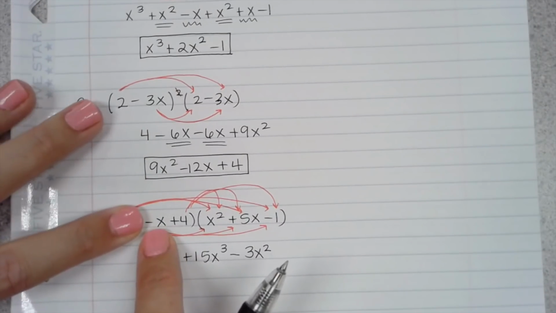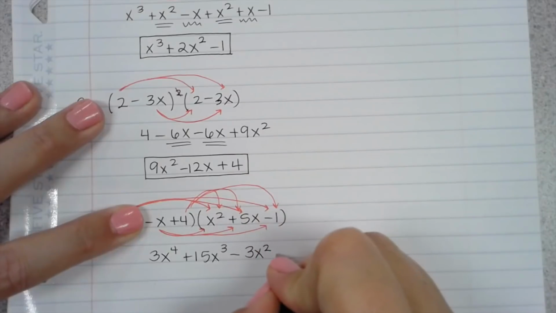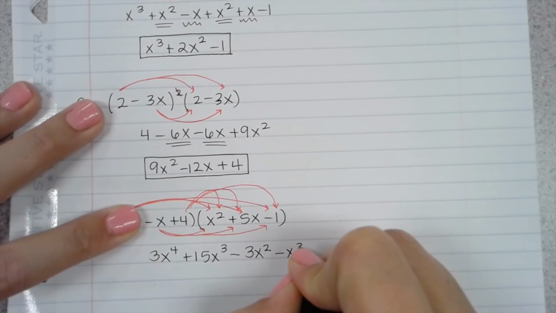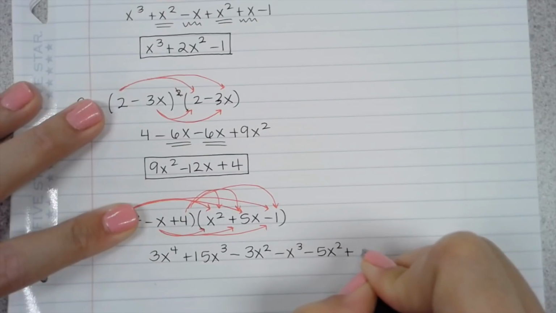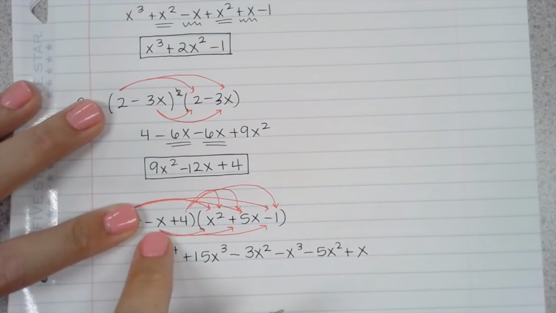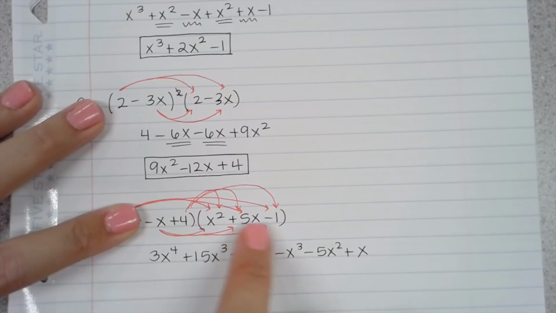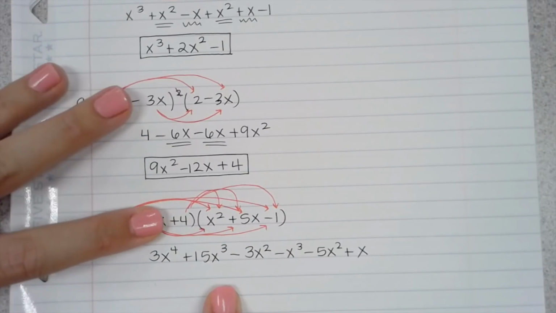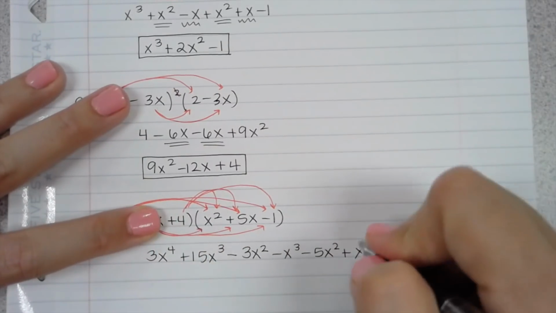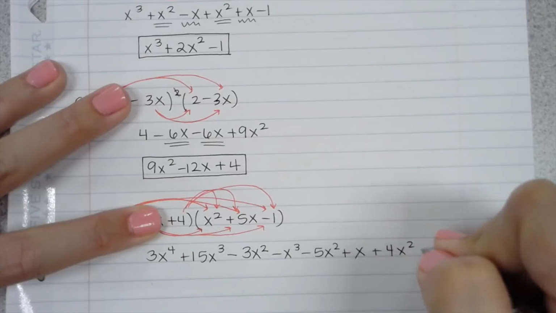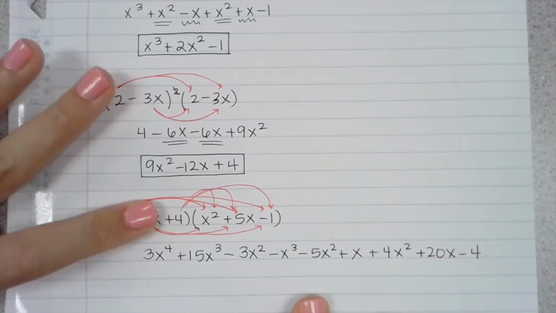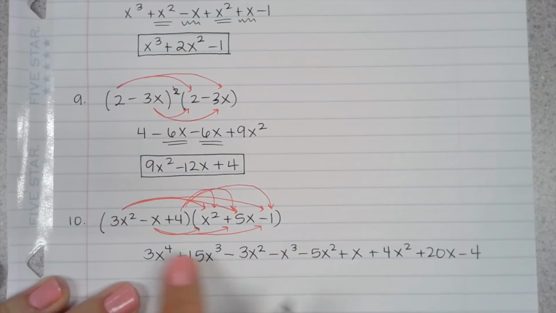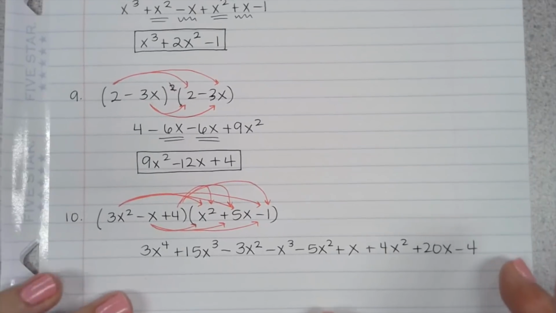And now I'm going to do the same thing with the x, and I'm going to distribute the x through. So it'll be minus x to the 3rd minus 5x squared plus x. And so I'm done multiplying this one through to each of these terms. So now I'm going to cover both of those up, and then I'm going to finish with the 4. So plus 4x squared plus 20x minus 4. So it's good to double check and make sure you have 9 things. 1, 2, 3, 4, 5, 6, 7, 8, 9. Yep, I do. I have all 9 things.